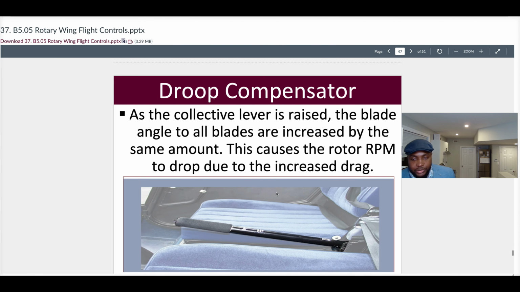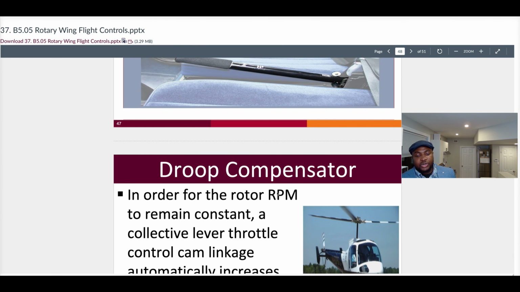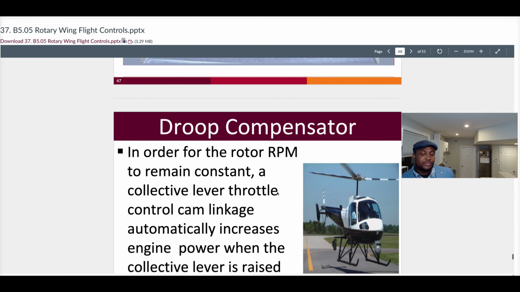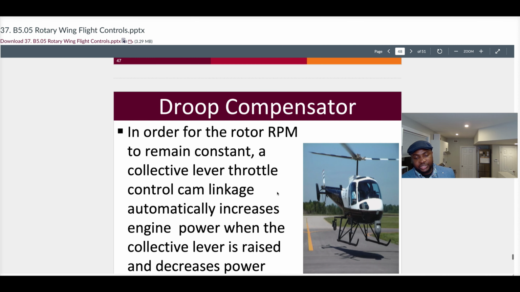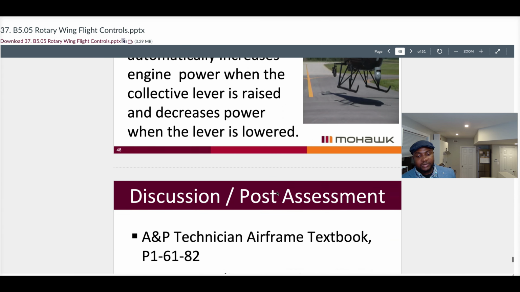We have something known as a droop compensator. As the collective lever is raised, the blade angle of the blades is increased by the same amount when we raise it collectively. This causes the rotor RPM to drop due to increased drag. So in order for the rotor RPM to remain constant, remember we have to use the collective lever throttle to do it directly, or control cam linkages that are used by a correlator, or we could use a governor.